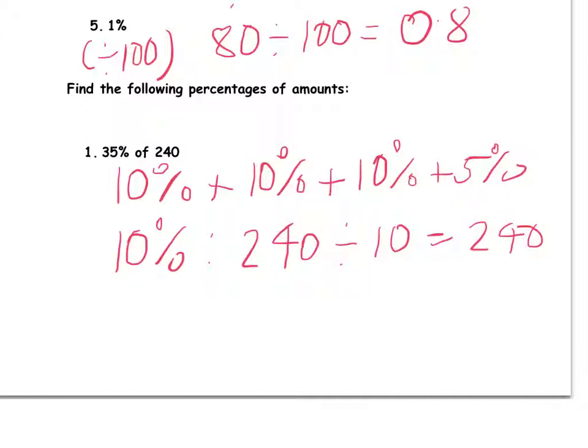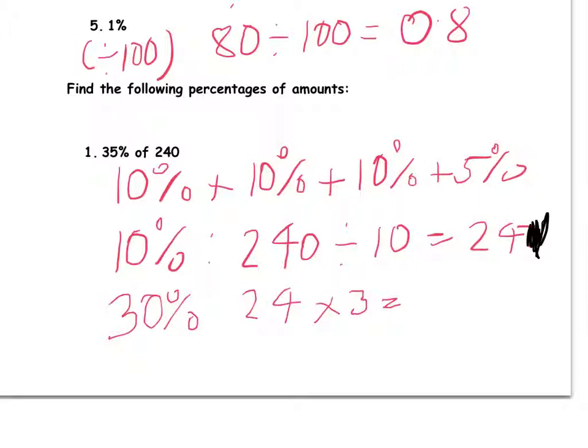Now you may have noticed I've accidentally made a mistake over here. I accidentally put 240. It should be 24. So to find 30%, we're going to take 10% and times it by 3. So 30% is 24 times 3.